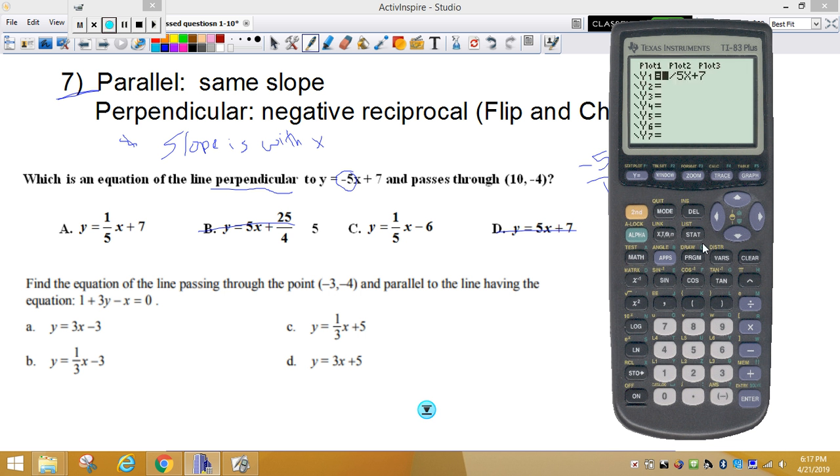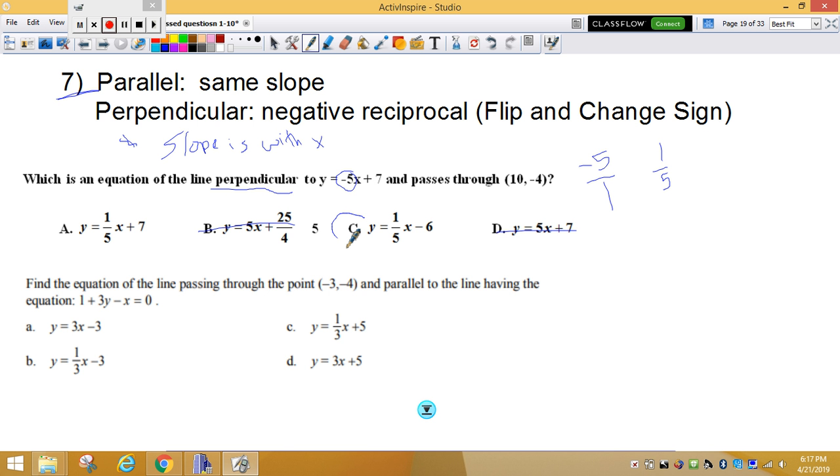So let's go back here and let's try C. C says 1/5 x minus 6. Let's do second graph. Yes, and this is right. 10 does go through negative 4. So C is my right answer. All right.